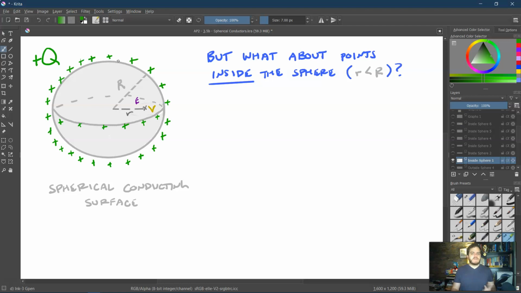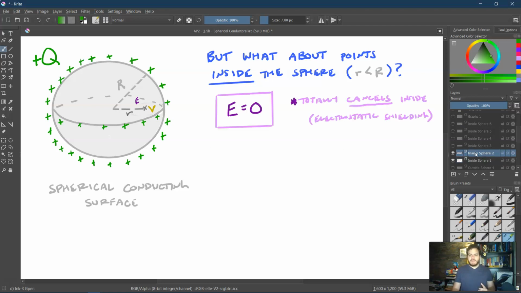Well, we've actually already talked about the electric field. Because this is a conductor, remember we learned this in class, that is basically an example of electrostatic shielding. All these charges on the surface, all of their effects cancel out inside the sphere, and we're going to have an electric field of 0 inside the conductor. So if we put a charge there, it would not experience any force at all.